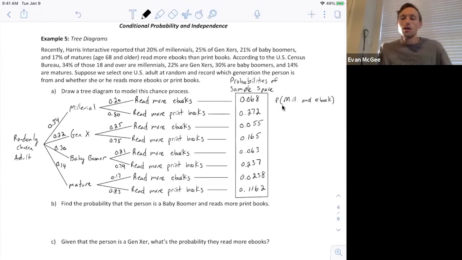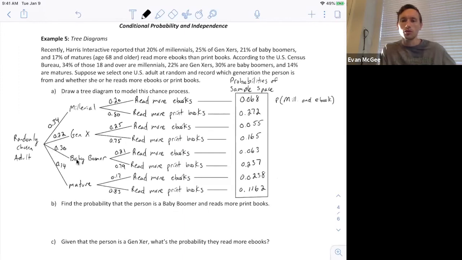Some teachers don't require you to write the sample space. I want you to write the sample space out every time because it's going to be really helpful for actually answering questions about these sequences of chance processes. So, find the probability that the randomly selected person is a baby boomer and reads more print books. We've already done that because we've listed out the sample space. The probability that they're a baby boomer and read more print books.